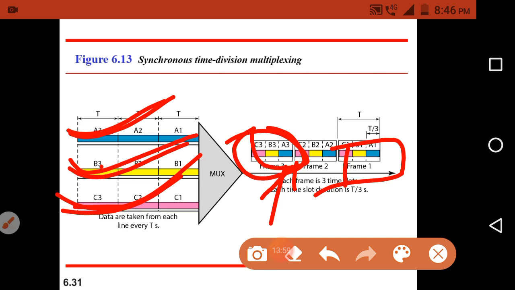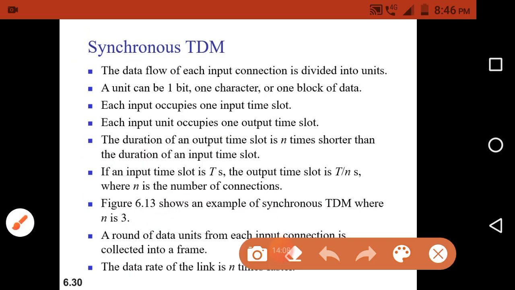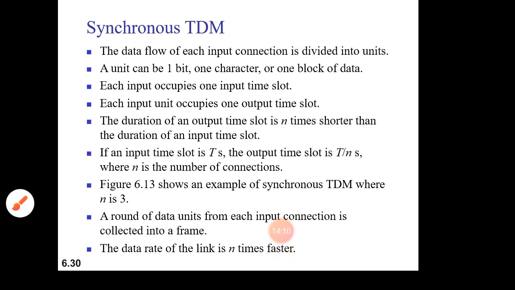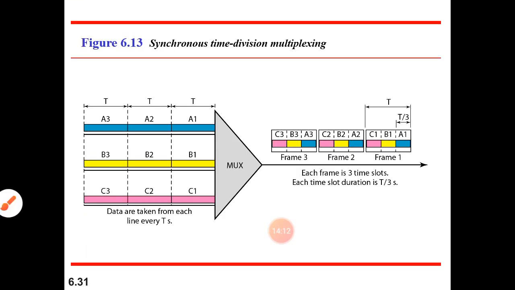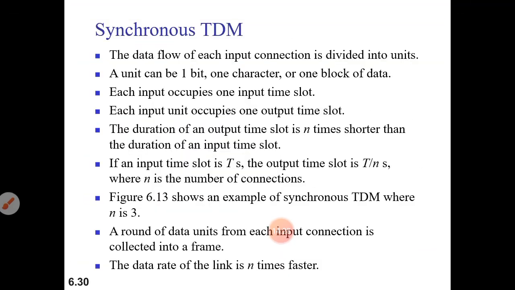Same thing in the second frame: we take the A2 data unit from the first connection, the B2 data unit from the second connection, and the C2 data unit from the third connection. So those we need to place into the second frame. That is what they have told here.